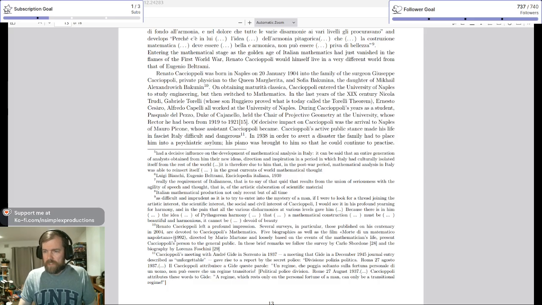His active public stance made his life in fascist Italy difficult and dangerous. In 1938, in order to avert a disaster, the family had to place him into a psychiatric asylum. His piano was brought to him so that he could continue to practice. Cacciopoli's meeting with André Gide in Sorrento in 1937, a meeting that Gide in his December 1945 journal entry described as unforgettable, gave rise to a report by the secret police.